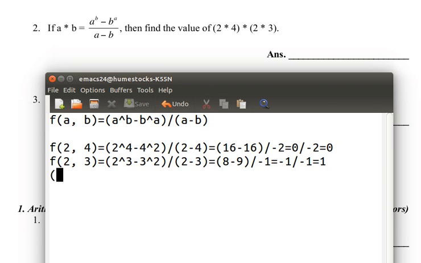So now we have our original expression. 2 star 4 was 0. 2 star 3 was 1. So we have 0 star 1. That's f of 0, 1. So now A is 0 and B is 1. So we just substitute that in.